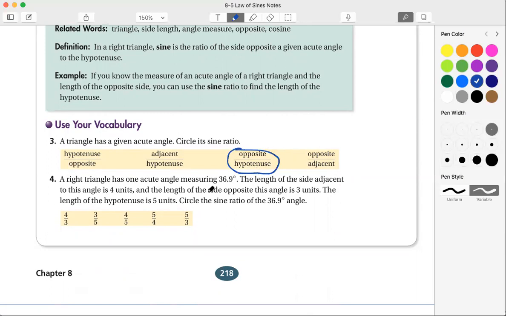A right triangle has one acute measure, 36.9 degrees. The length of the side adjacent to it is 4 units, the side opposite is 3, and the length of the hypotenuse is 5. What would be the sine ratio? Well, it would be 3 to 5, the opposite over the hypotenuse.